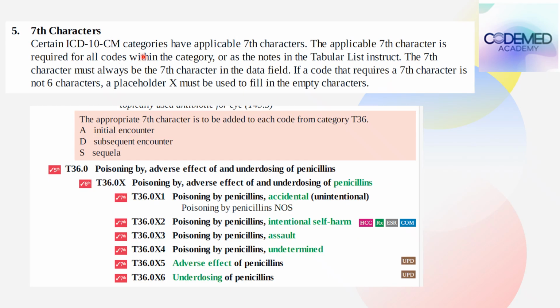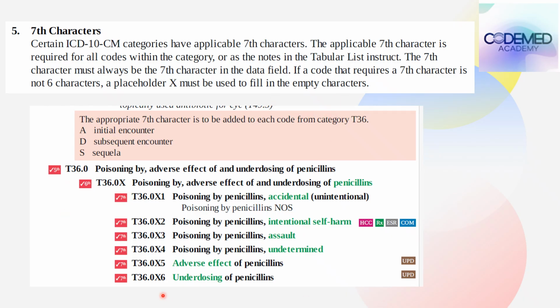Now, certain ICD-10-CM categories have an applicable 7th character. The applicable 7th character is required for all the codes within that category, or as the notes in the tabular list instruct. The 7th character must always be the 7th character in the data field. If the code requires a 7th character and does not have enough characters, then we put the X to fill the empty character, which we have seen earlier.